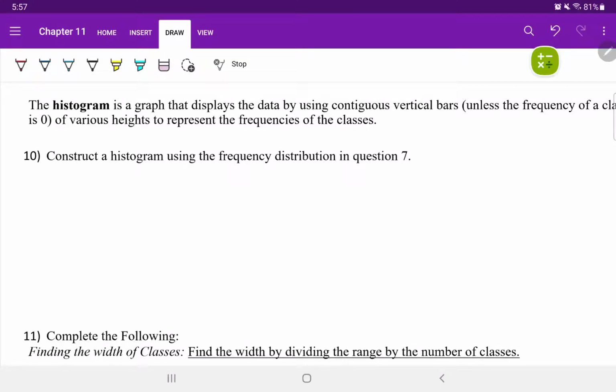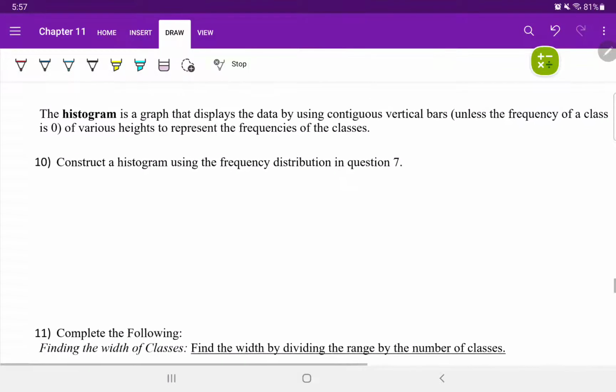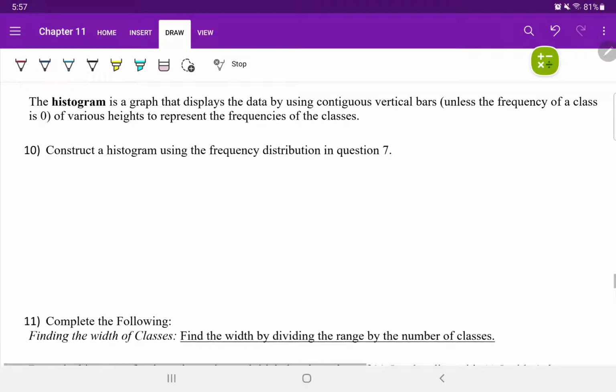All right, guys, this is the picture and data section of the lecture, chapter 11, section 2. And in this section, we're going to focus on three types of graphs that can help us picture our data, which is going to be a histogram, a frequency polygon, and then we're going to focus on pie charts.